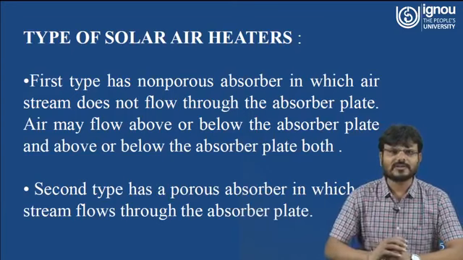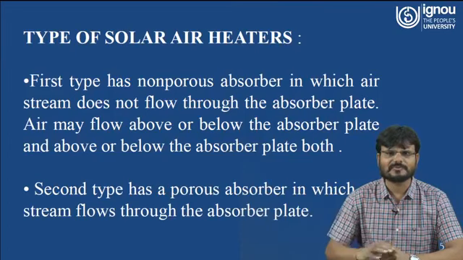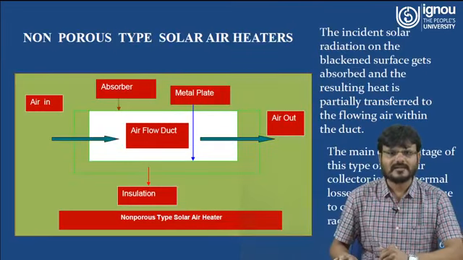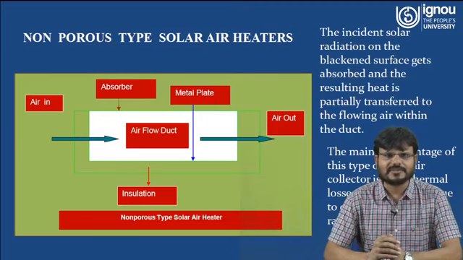Now we have to know the different types of solar air heater. The first type has a non-porous absorber, in which the air stream does not flow through the absorber plate. Air may flow above or below the absorber plate, or both above and below. The second type has a porous absorber, in which the air stream flows through the absorber plate.